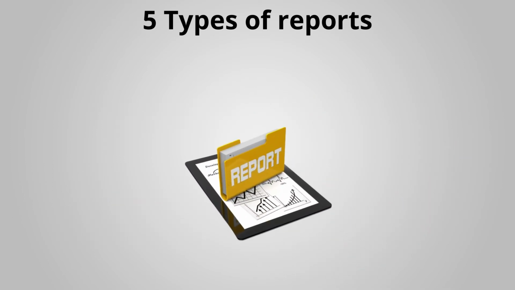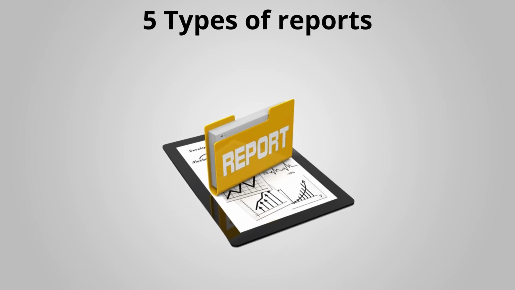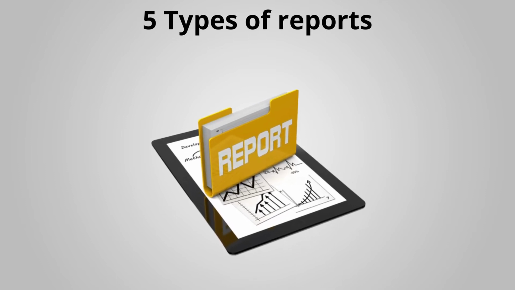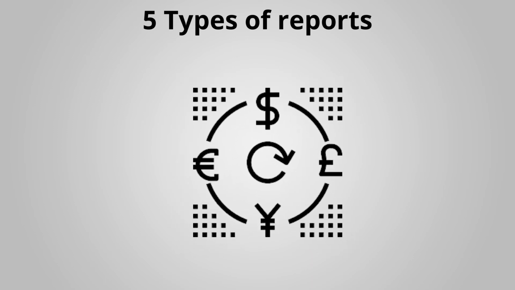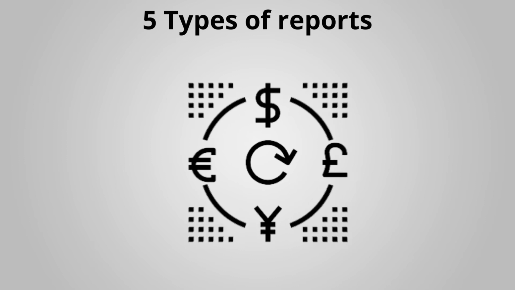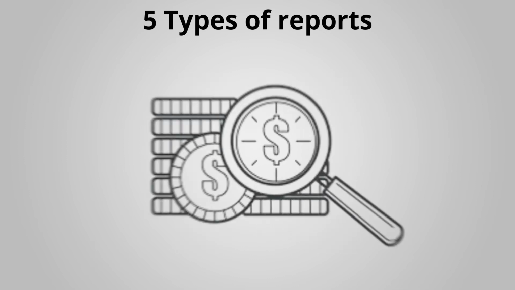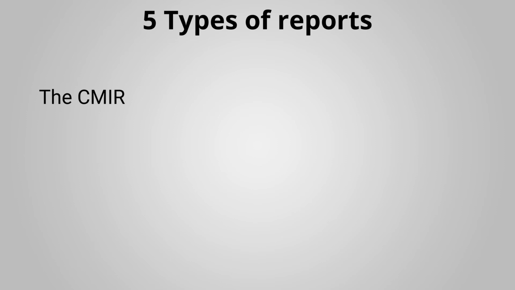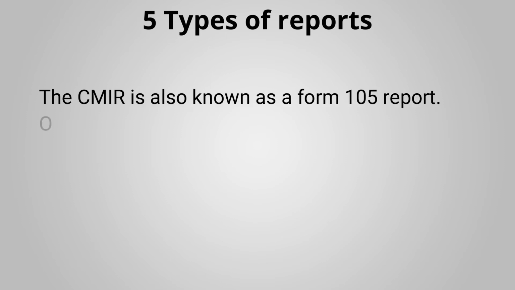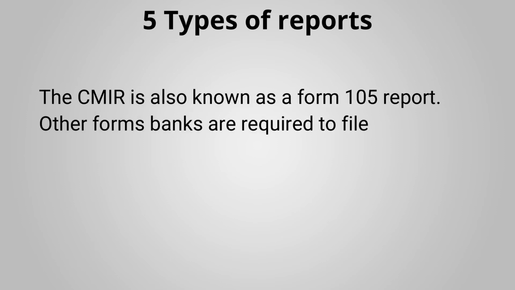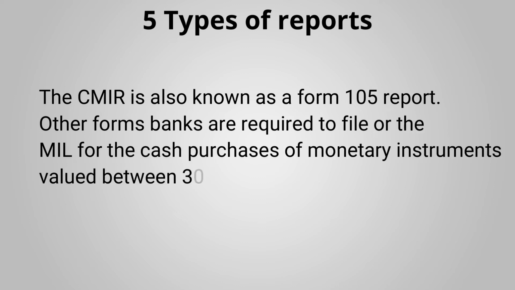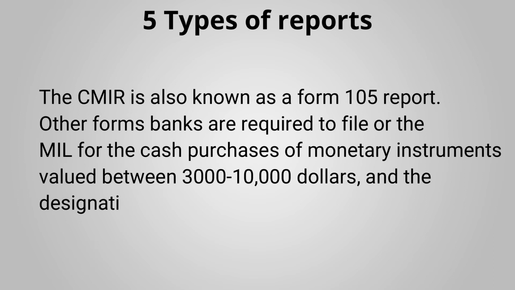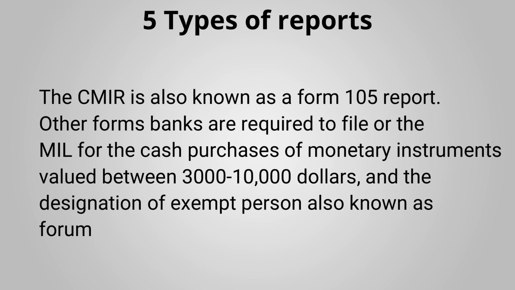The Currency and Monetary Instrument Report, CMIR, is another form that must be filed by each individual or institution involved in the transportation of currency, traveler's checks, or any other monetary instrument that amounts to $10,000 in and out of the U.S. The CMIR is also known as the Form 105 report. Other forms banks are required to file are the MIL for cash purchases of monetary instruments valued between $3,000 and $10,000 and the designation of exempt person, also known as Form 110.